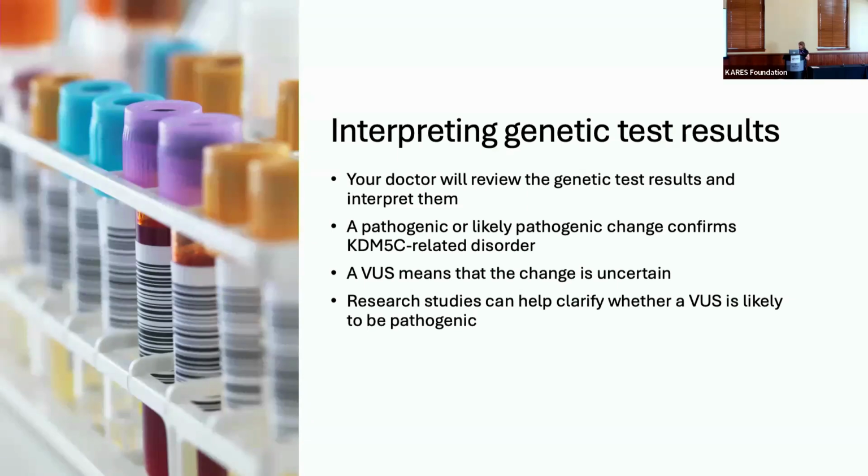But in terms of VUSs, if parents participate in research studies for their child in a laboratory, that can actually help clarify whether that change is more likely to be a pathogenic change versus a benign change. And so some parents will choose to do things like that as well. But that's really the best way to clarify whether a VUS change is benign or pathogenic, is to have research studies performed.